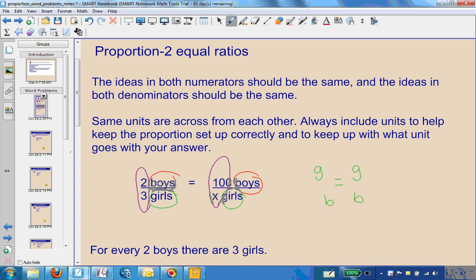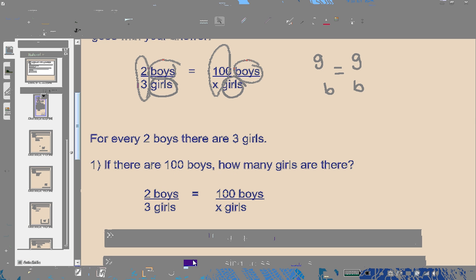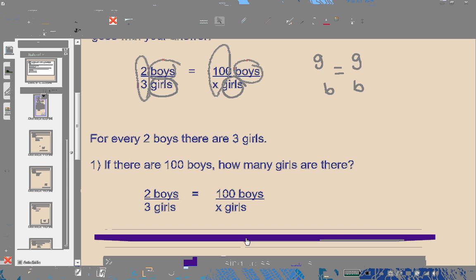So in this case, we know that for every 2 boys, there are 3 girls, and we have 100 boys altogether, so we're looking for the total number of girls that we'll have. There are a couple ways to solve this. The first way you can solve this is using equivalent fractions.